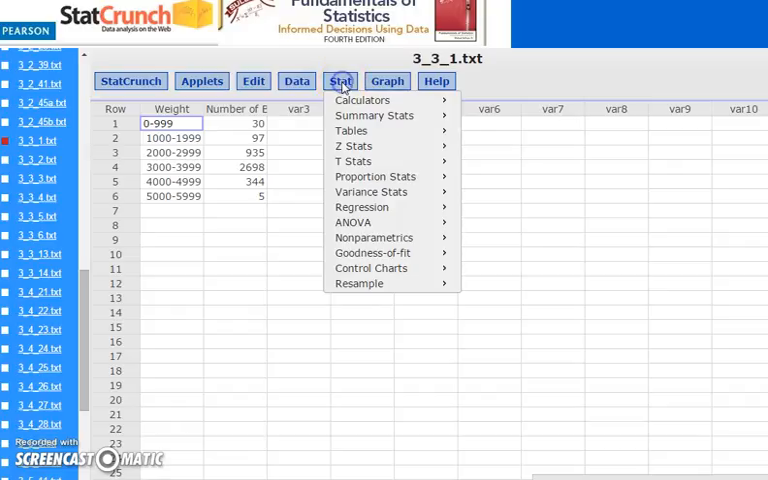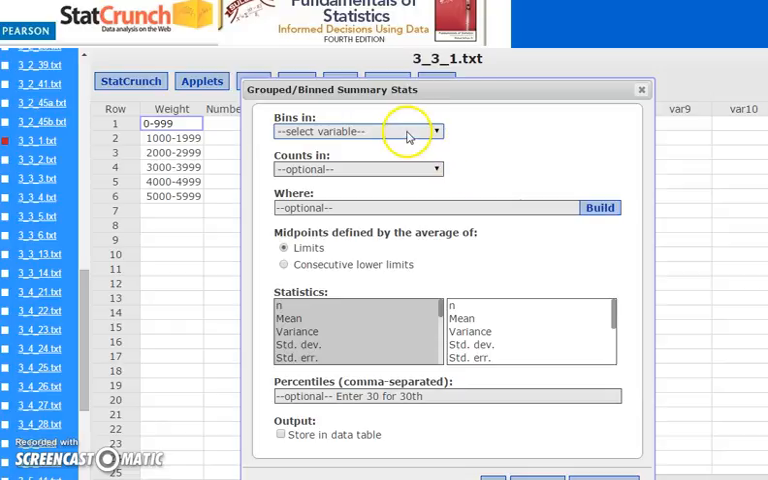So normally if I want the mean and standard deviation, I go to Summary Stats and choose columns. But here, instead of one column, I actually have two. So I have grouped or bin data. And my bins are my groups, where I have my groupings, and the counts are my frequencies.